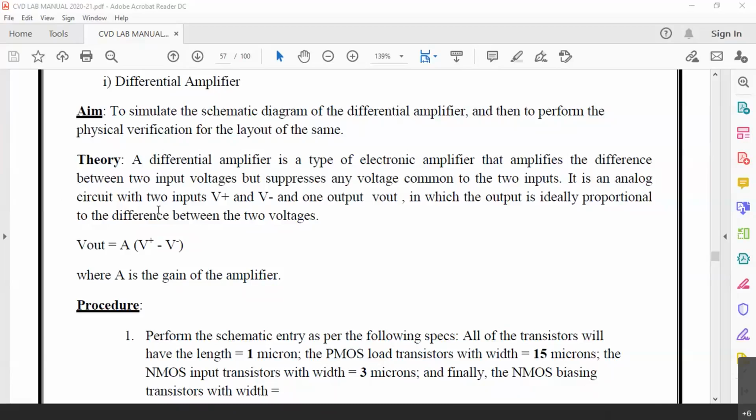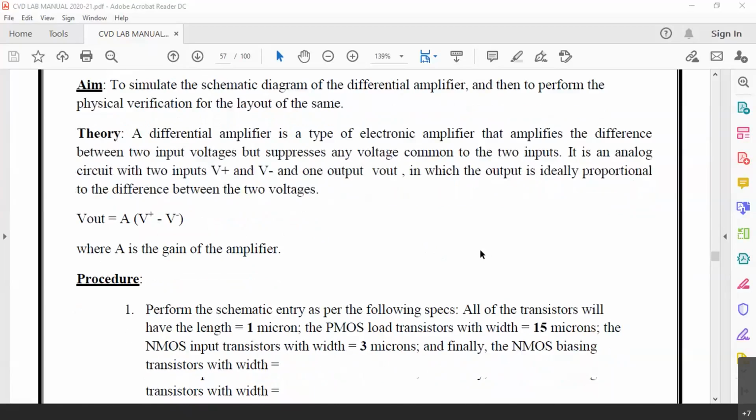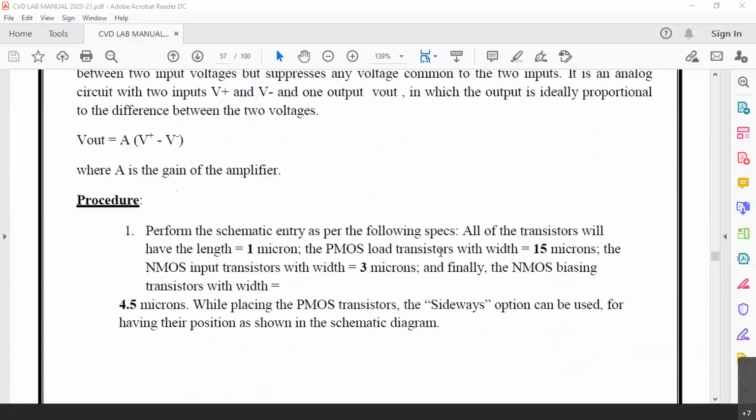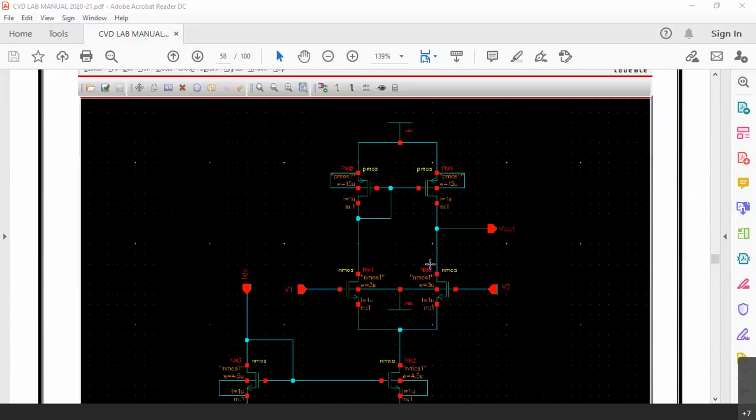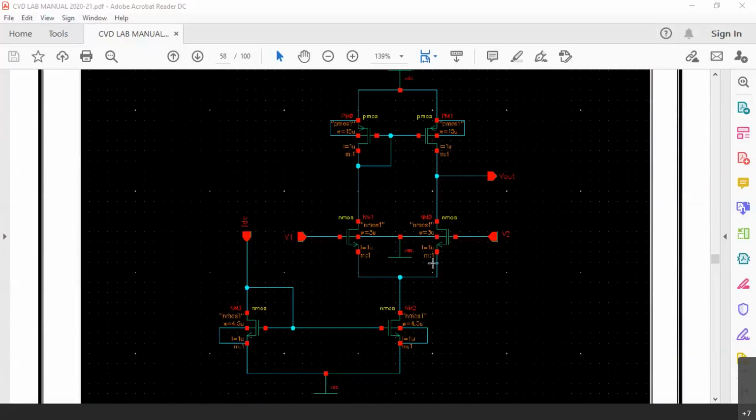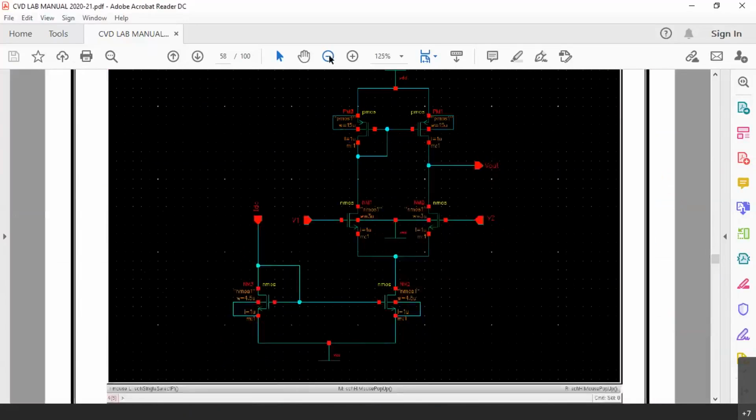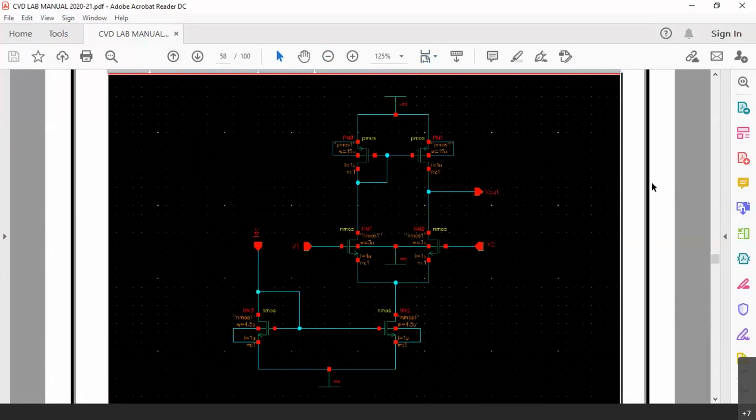It is an analog circuit with two inputs, V plus and V minus, and one output, V out, in which the output is ideally proportional to the difference between the two voltages. V out is equal to A into (V plus minus V minus), where A is the gain of the amplifier. These are the dimensions of the devices. Let me show you the circuit diagram directly. You can see this circuit diagram now.